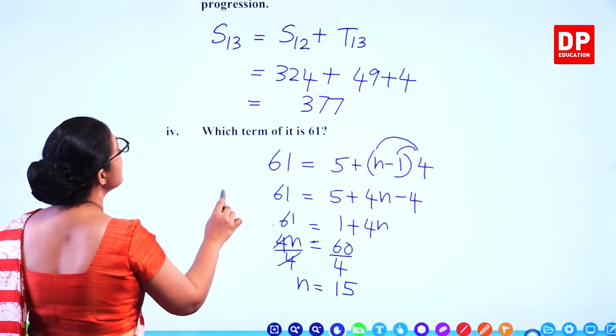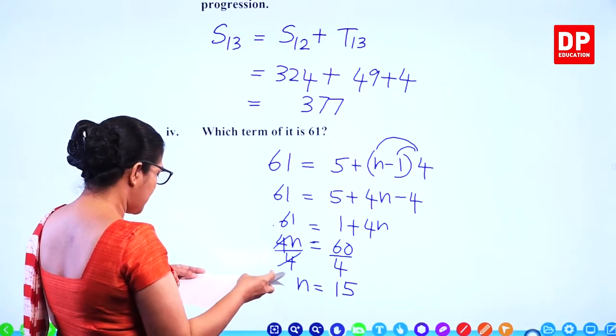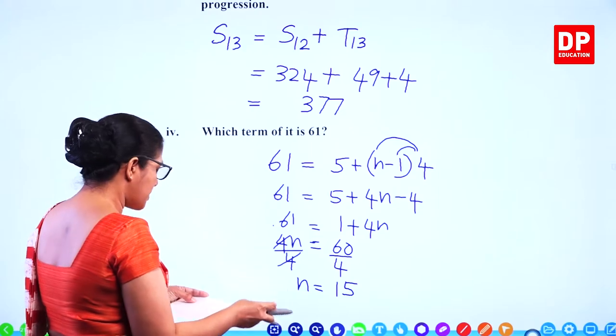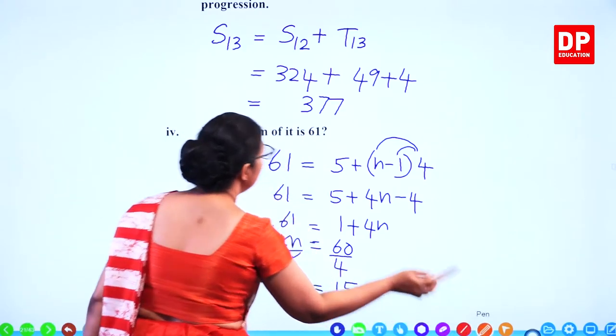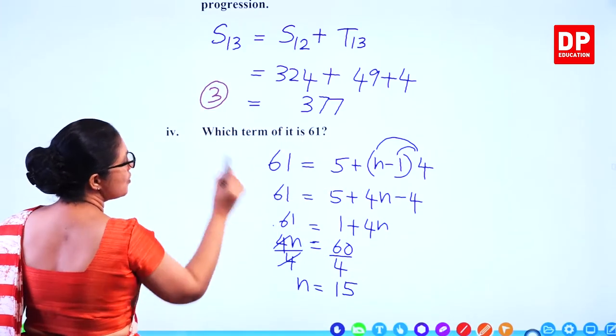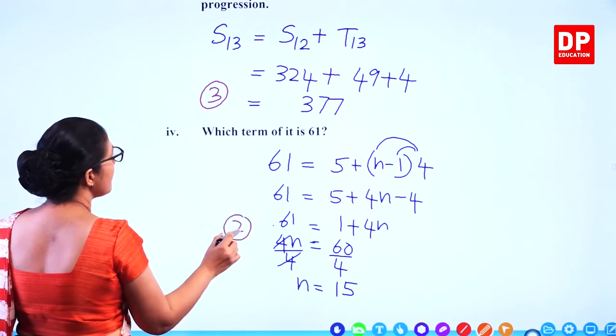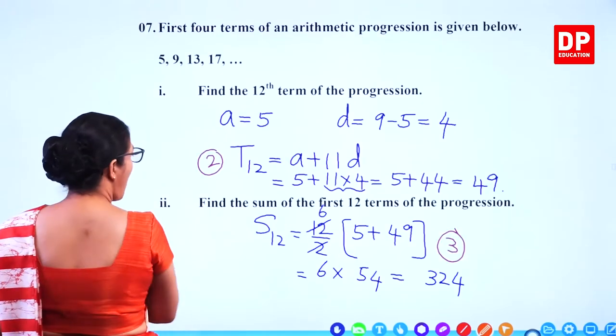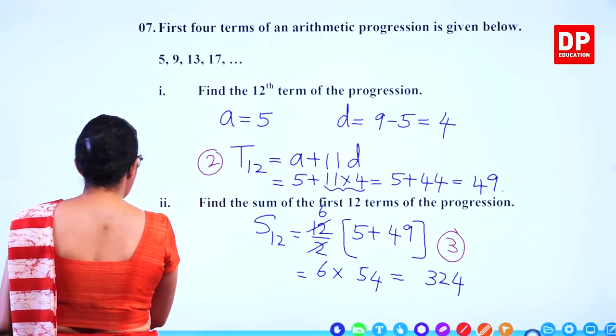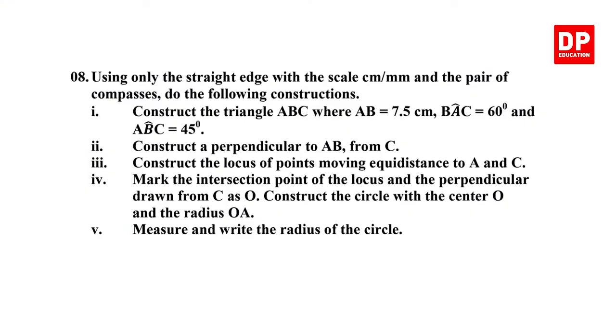So let's see how many marks for part 3. 3 marks and next one, 2 marks. So 3, 2, 5, and 5, 10 marks for the whole question. Let's take question number 8.